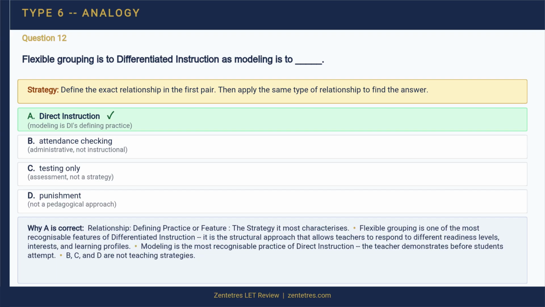Now apply the same logic. What is the most recognizable practice of direct instruction? Modeling. The teacher demonstrates the skill first, and everything in the lesson follows from that demonstration. A. Direct instruction. Correct. B, C, D, not teaching strategies. The answer is A.